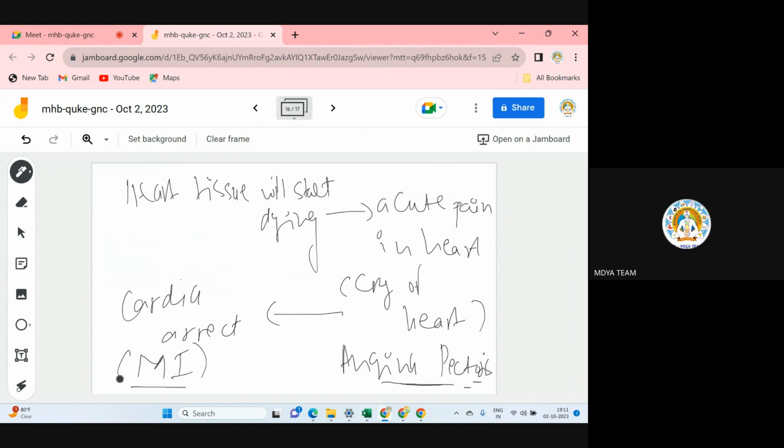And what is myocardial infarction? Myocardial infarction is the scientific term for heart attack. And angina pectoris is the name for the pain, acute pain in the heart, cry of heart. This angina pectoris is a primary sign of myocardial infarction, heart attack.